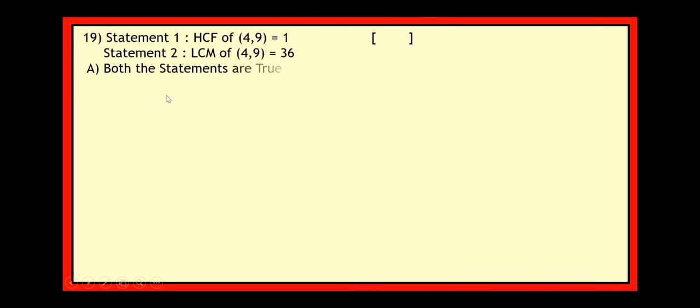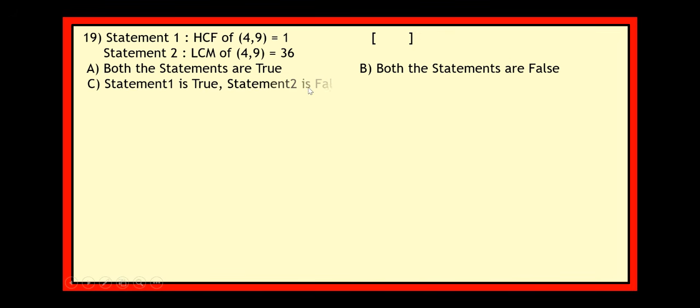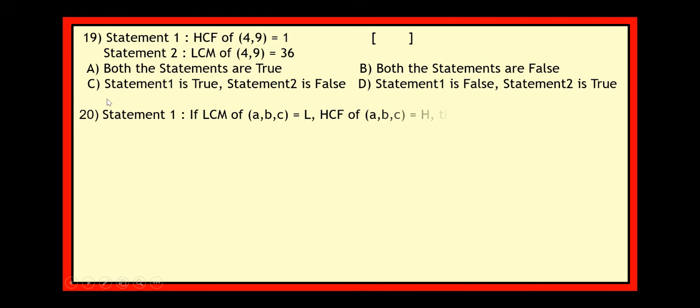Look at the options. Option A, both the statements are true. Option B, both the statements are false. Option C, statement 1 is true, statement 2 is false. And option D, statement 1 is false and statement 2 is true. We know that both the statements are true. Therefore the option is A. Option A is the correct answer. Now look at question number 20.